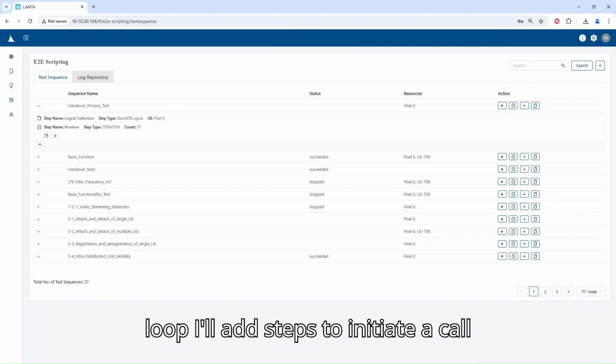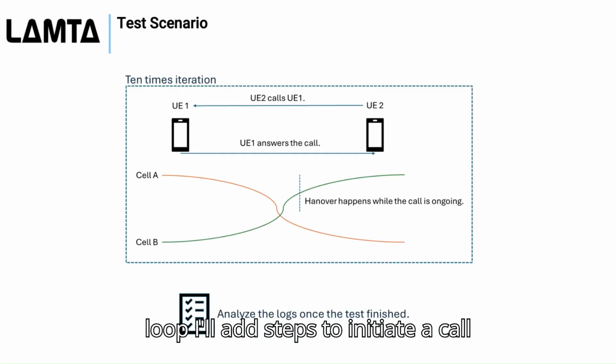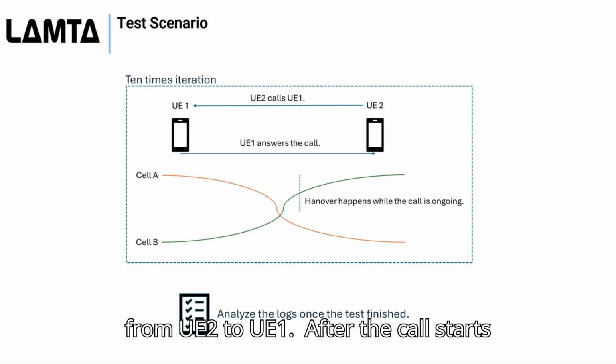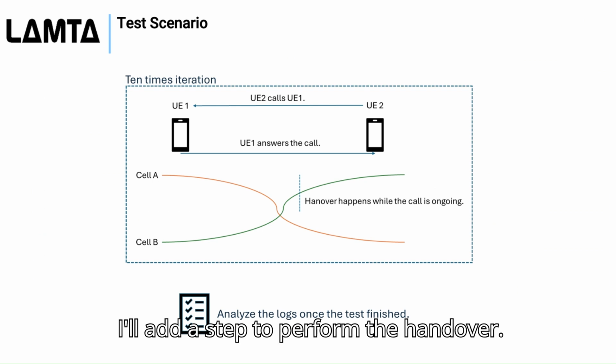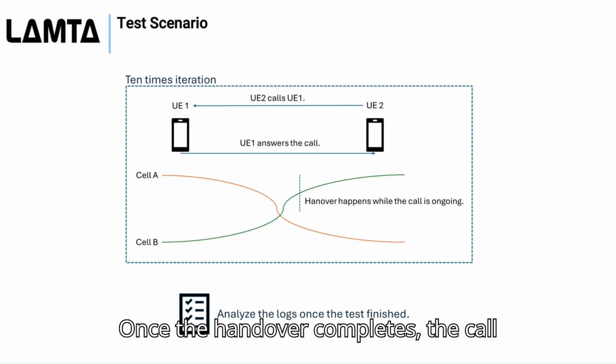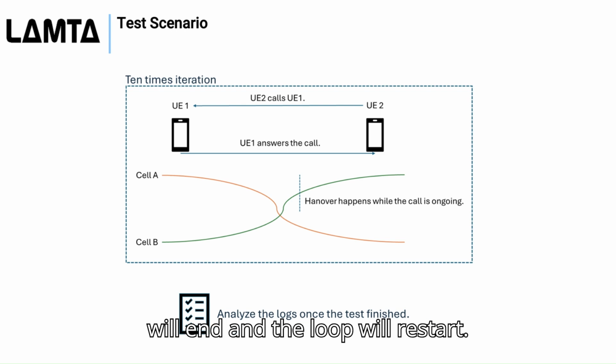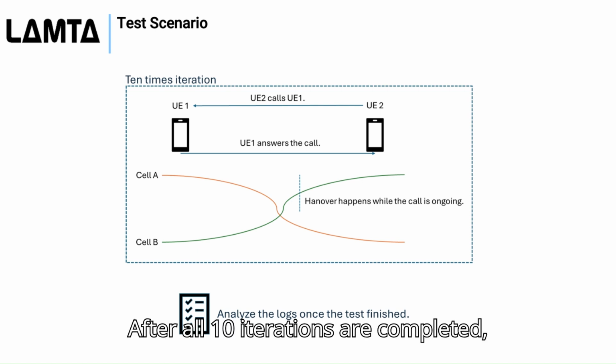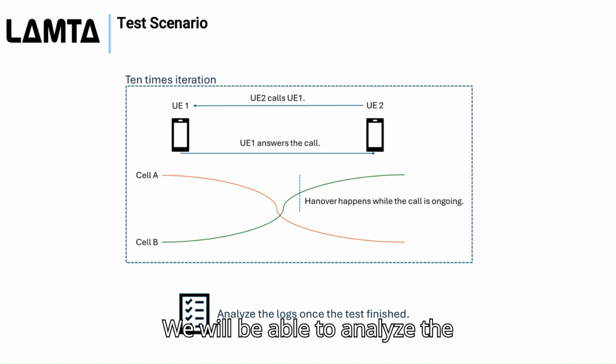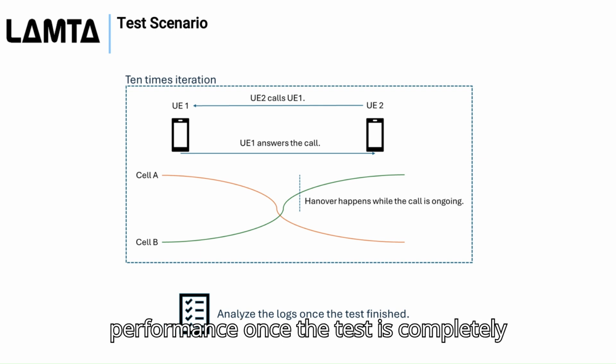And inside the loop, I'll add steps to initiate a call from UE2 to UE1. After the call starts, I'll add a step to perform the handover. Once the handover completes, the call will end and the loop will restart. After all 10 iterations are completed, log collection will automatically stop. We'll be able to analyze the collected logs to assess the call performance once the test is completely finished.